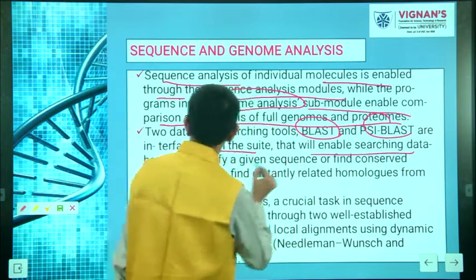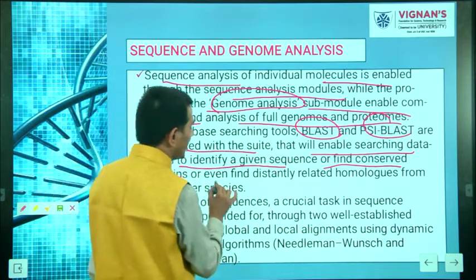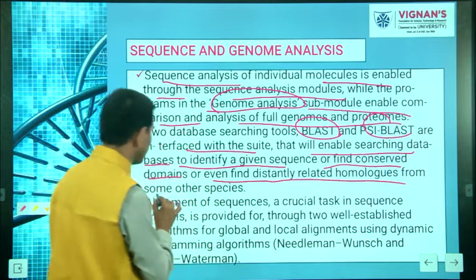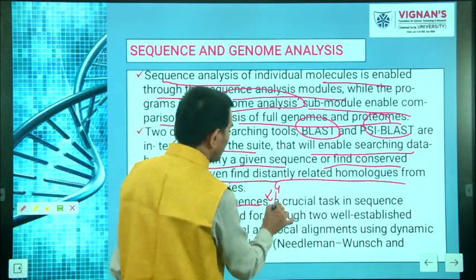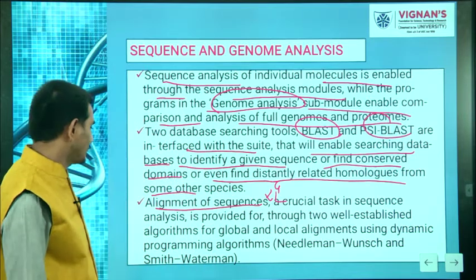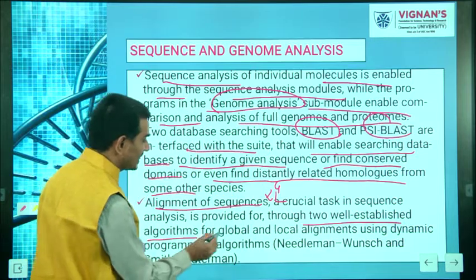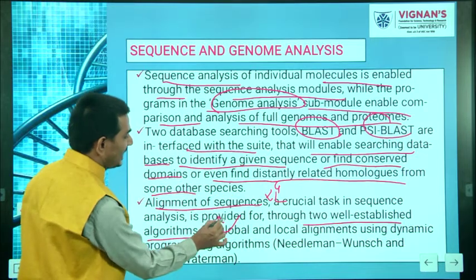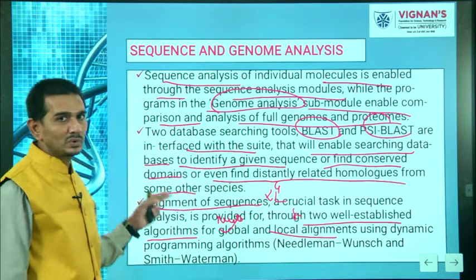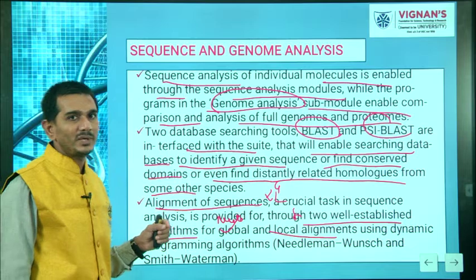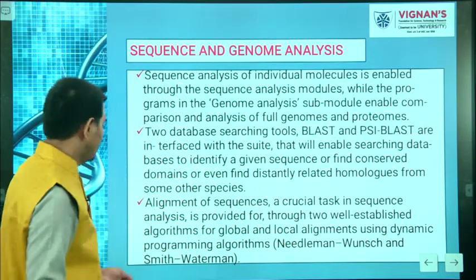And these tools will enable searching database to identify a given sequence or find conserved domains, or even find distant related homologs from some other species. And the second thing is alignment of sequences, that is either global alignment or local alignment, which is a very important task in sequence analysis, provided through two well established algorithms: global alignment, the Needleman-Wunsch algorithm, and local alignment, the Smith-Waterman algorithm. So, we can perform global alignment by using Needleman-Wunsch algorithm, and we can perform local alignment using the Smith-Waterman algorithm.